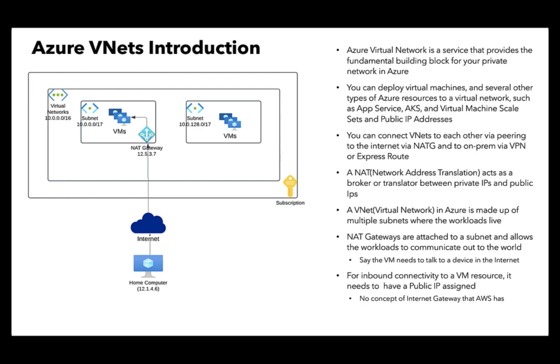So that is a big difference with AWS, where AWS has this concept of an internet gateway. Azure does not have that concept. It only has public IPs. So it makes it a little bit simpler. You don't need to have an internet gateway and a public IP. You just need to have a public IP inside your subnet, and that allows anybody outside in the internet to talk to your application that is hosted in a VM.